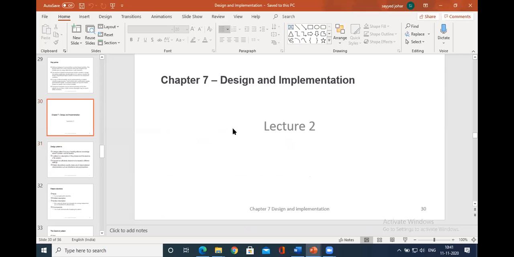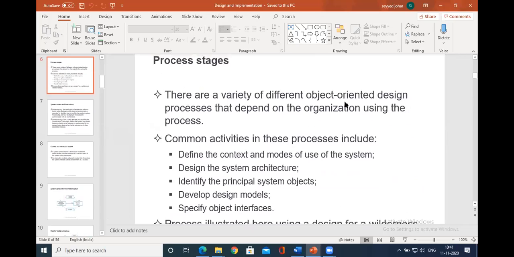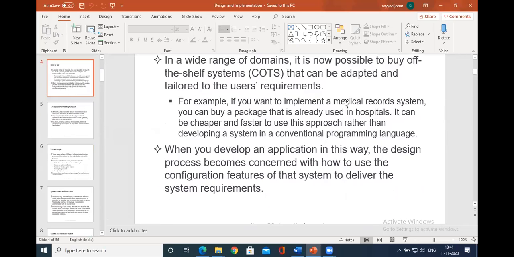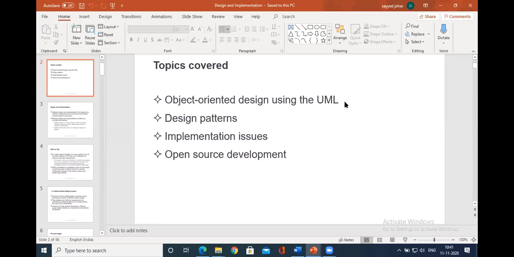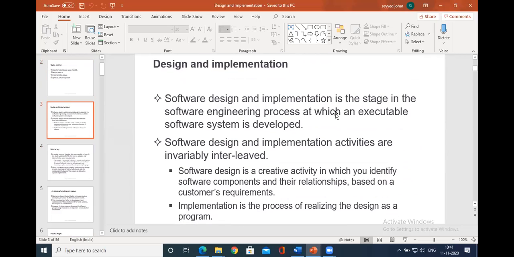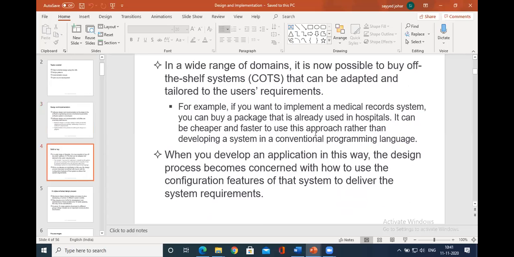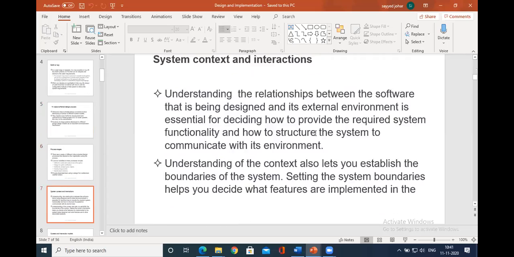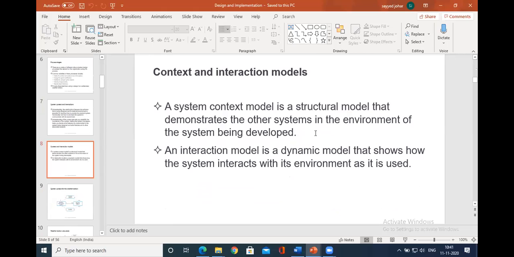So object oriented design using UML. In this one, the first topic that you are going to cover is system context and interaction. All of you have studied this in the previous unit, that is, what is the context model and what is the interaction model. The system context and interaction.